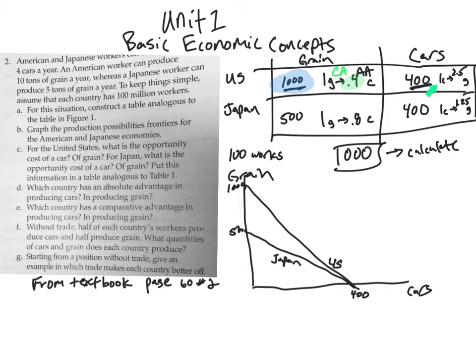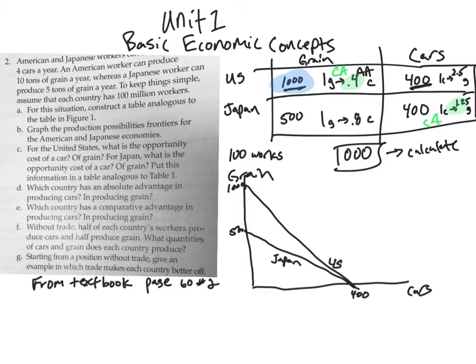In a single term, one car costs 2.5 grain, right? Or you could say 400 cars cost 1,000. How much does 400 cars cost them? Only 500. So they only have to give up 500 grain in order to get those 400 cars. So what would we rather give up, 500 or 1,000? We'd rather give up 500. And that is these terms right here. So one car only costs 1.25 grain. That's the lower opportunity cost. So we're going to say that is the comparative advantage when it comes to producing cars. So comparative advantage goes to Japan.